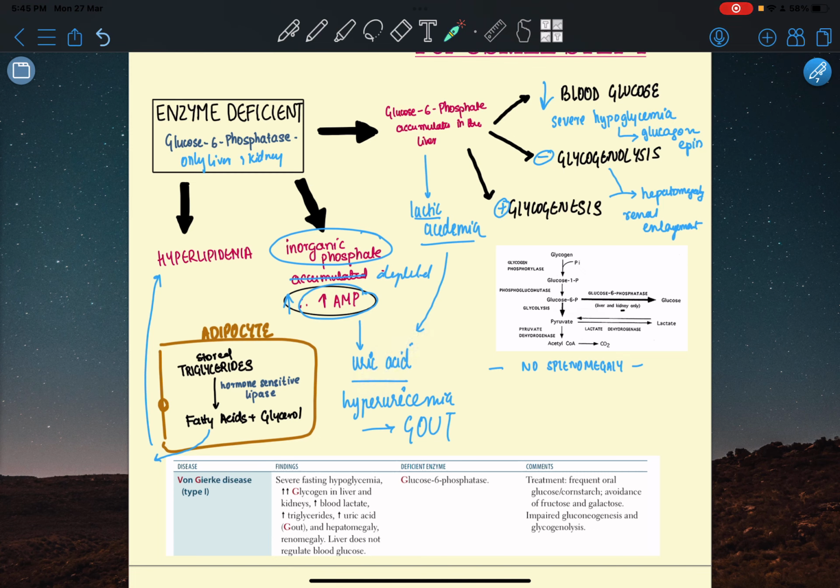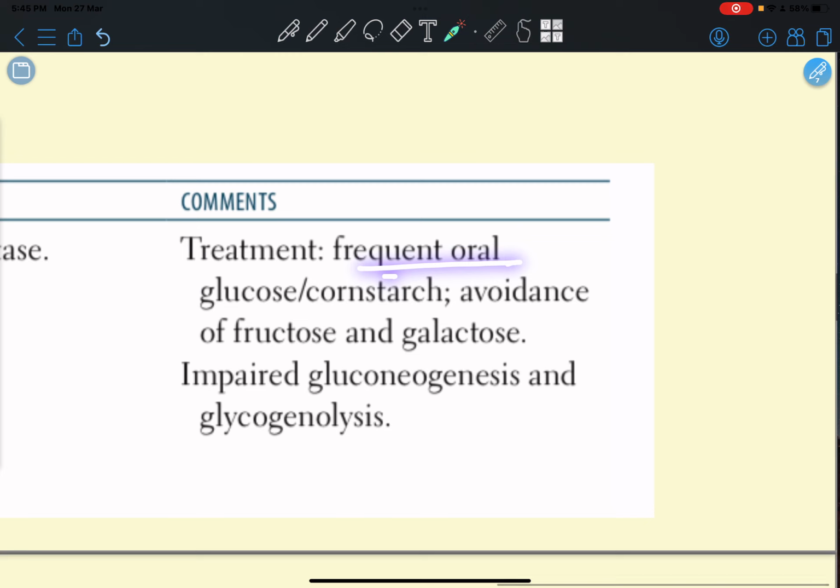Now treatment is what we have to discuss. Frequent oral glucose, right? Or cornstarch will also give glucose in itself, but very important, fructose and galactose shouldn't be given. Even though fructose and galactose will eventually break down to give glucose, their administration to patients of von Gierke disease does not affect or improve the condition in any way. So avoidance of fructose and galactose, frequent oral glucose, and this we already discussed.